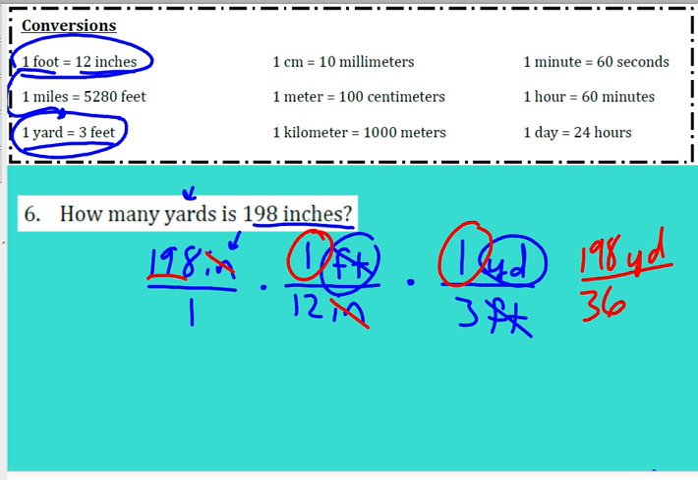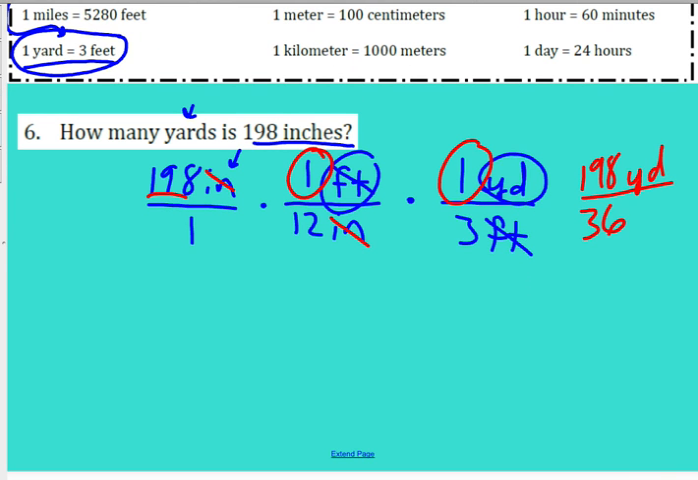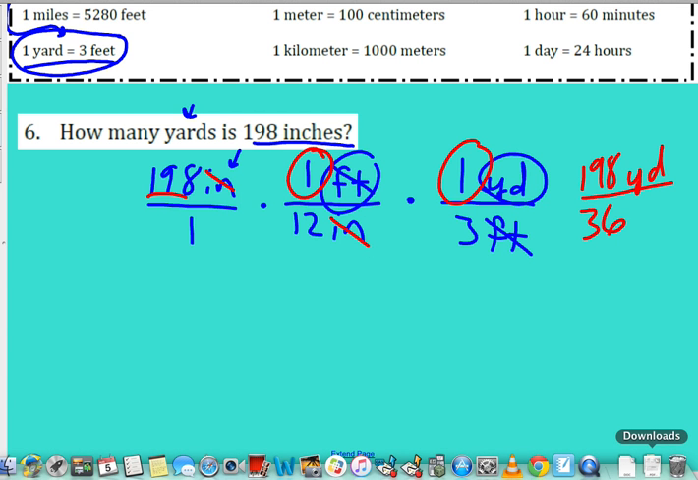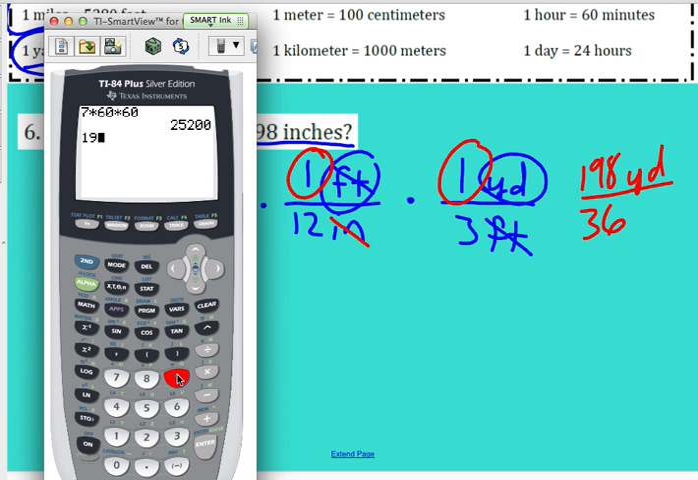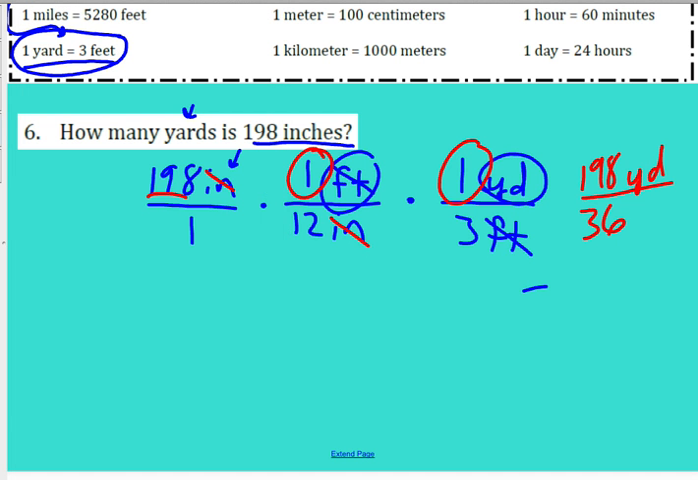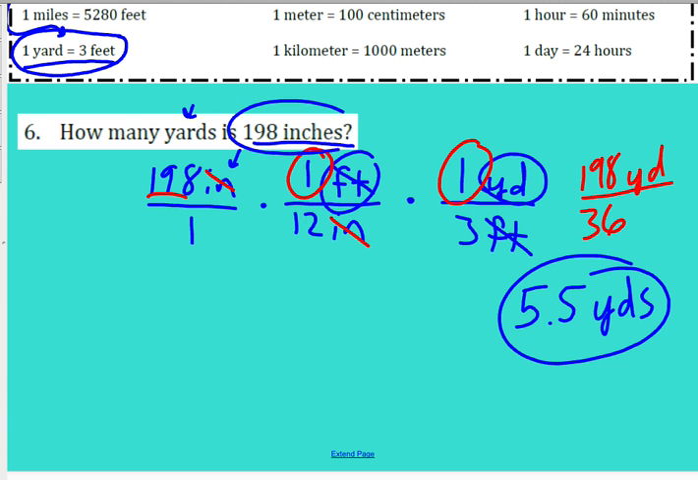Let's get our TI-84. Where'd it go? There it is. What do we have? 198 divided by 36. Yeah, 5.5 yards. So 198 inches is 5.5 yards.